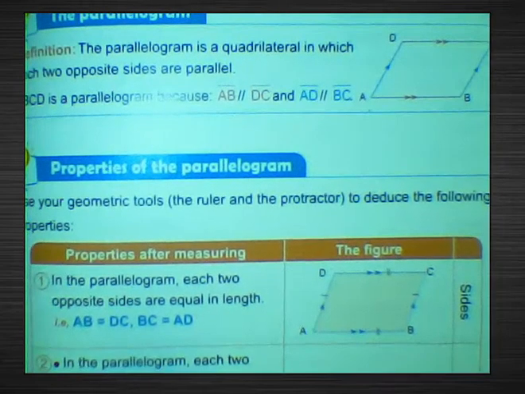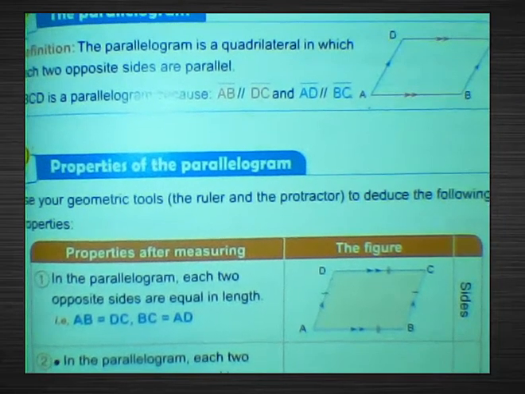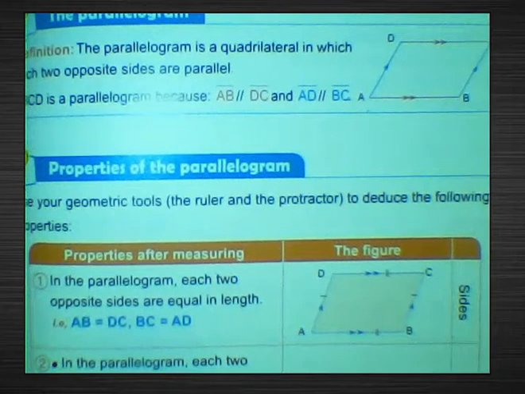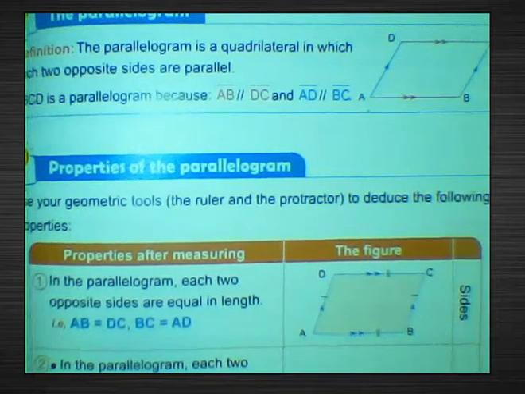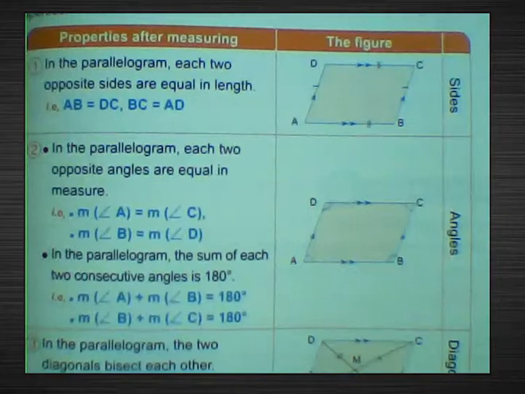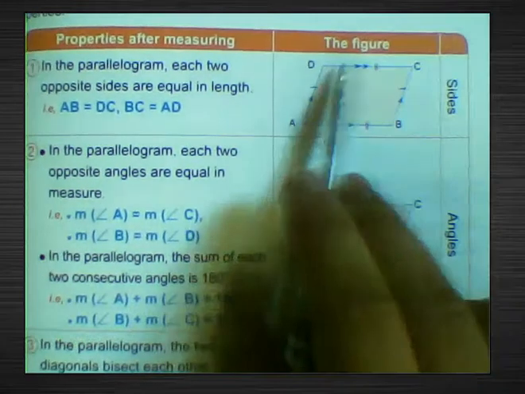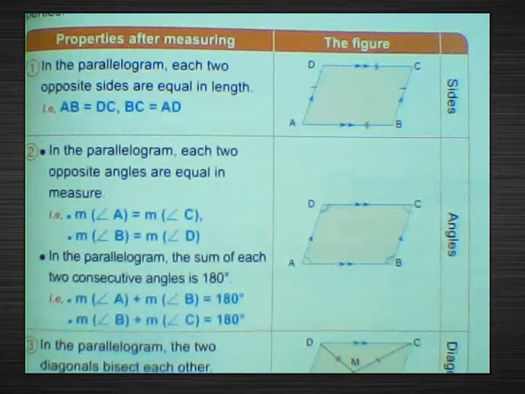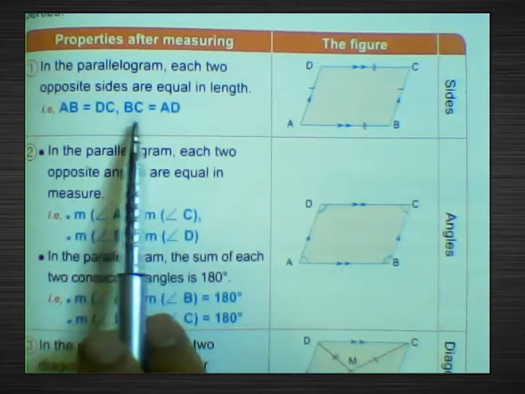ABCD is a parallelogram because line segment AB is parallel to line segment DC, and line segment AD is parallel to line segment BC. Properties of the figure ABCD. In the parallelogram, each two opposite sides are equal in length: AB equals DC and BC equals AD.